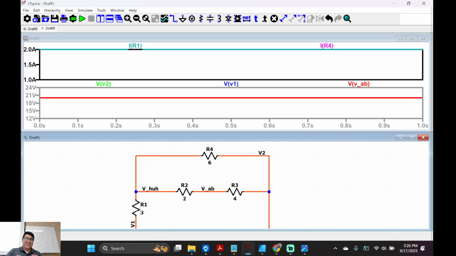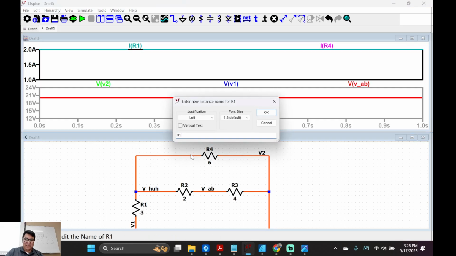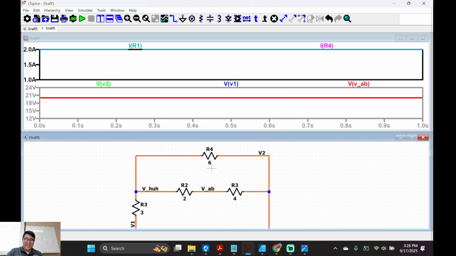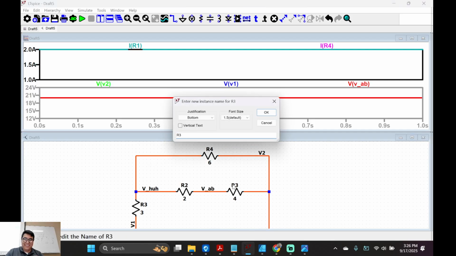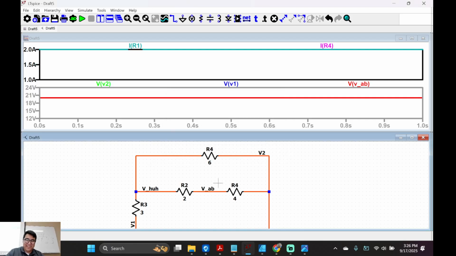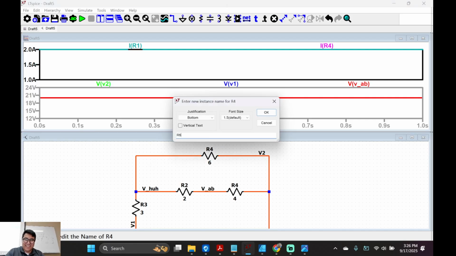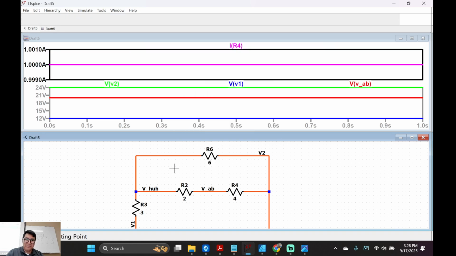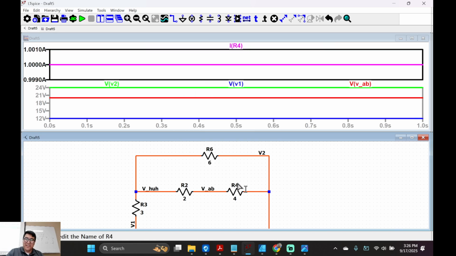I should have just labeled these. Let me see. Does anyone bother if I do this? R3. Then I'm going to call this one R4. Oh, man, this is great. You guys are getting lots of free education. Run this. Boom, boom. IR4. 1 amp, right? What's the current in IR2? 1 amp. R6. Man, you guys did it.